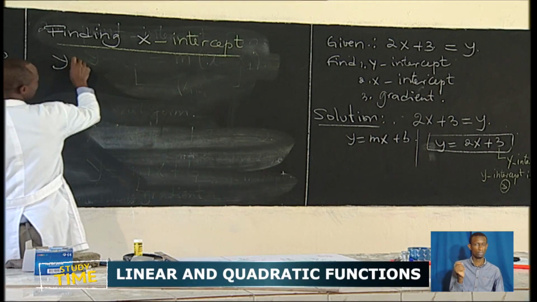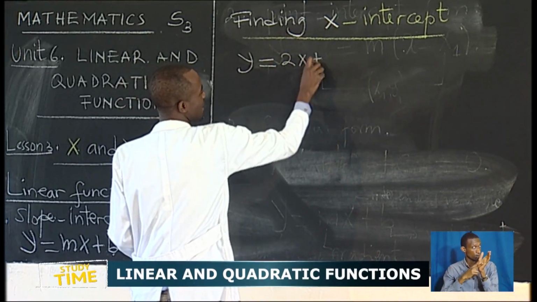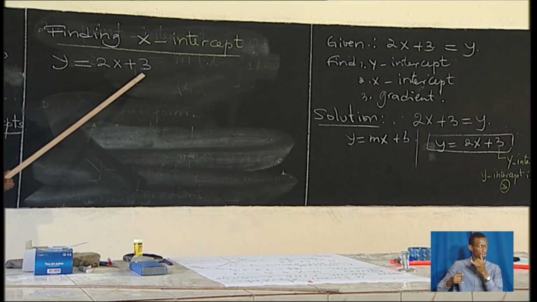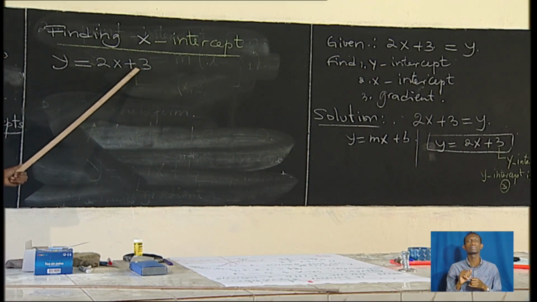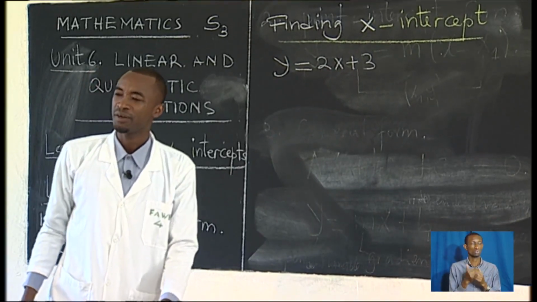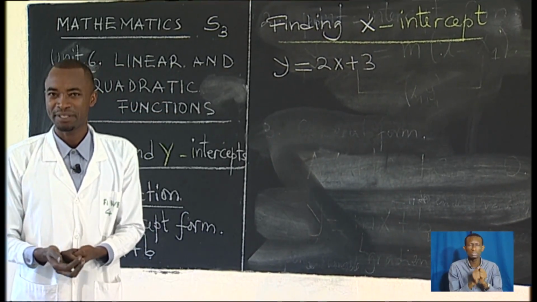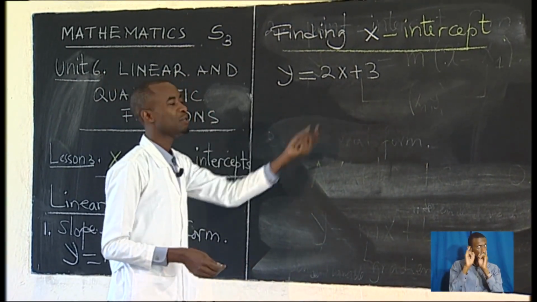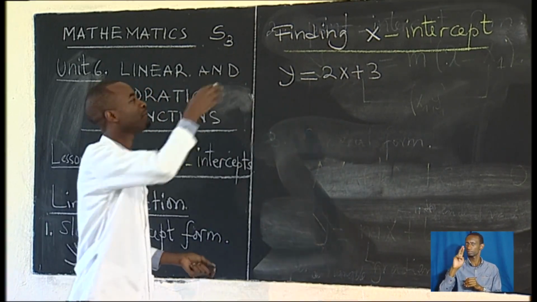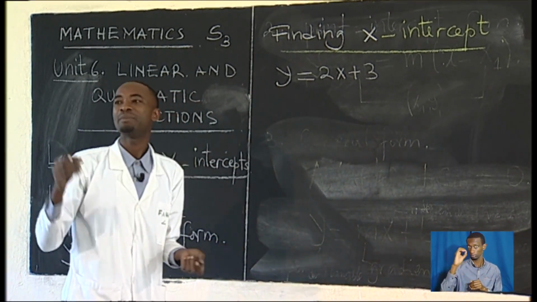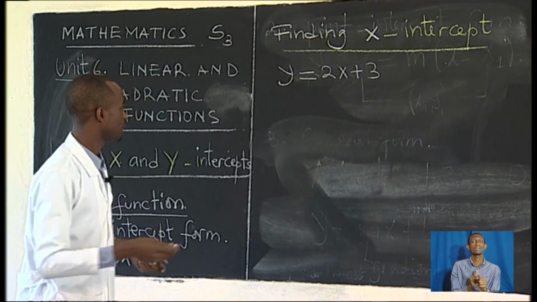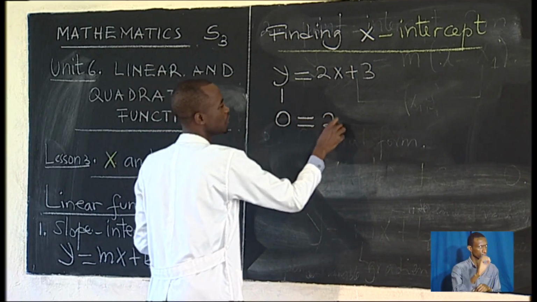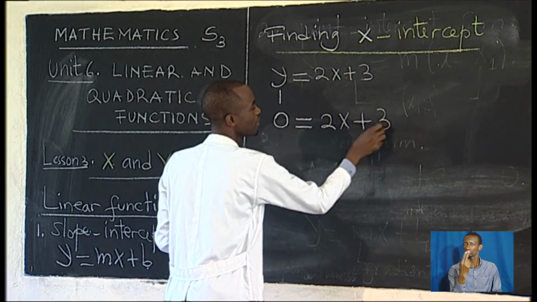We have y equals 2x plus 3. And remember, we have already finished finding y-intercept, which is, of course, equal to 3. So we are going to find together x-intercept. I want to give you a hint. When you are looking for x-intercept, you have to put 0 in the place of y. It means I will replace y by 0. When I put 0 over here, it will be 0 equals 2x plus 3.